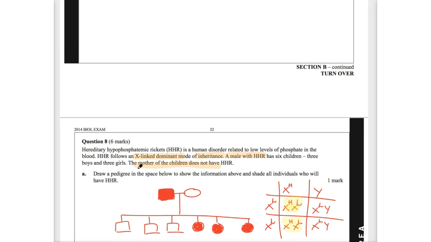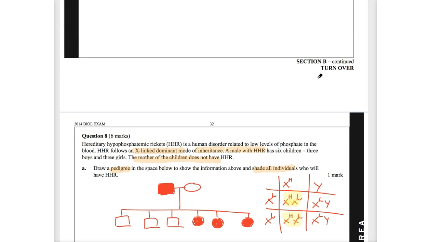So then we want to draw a pedigree, and we want to shade all individuals who will have HHR. The best way to do this is just to perform the cross, just to be safe. And so that's exactly what I've done here. We know that the male has inherited that human disorder, so he will be dominant at the H chromosome. That's represented here by X big H, Y, and then obviously the mother is unaffected, therefore X little h, X little h.